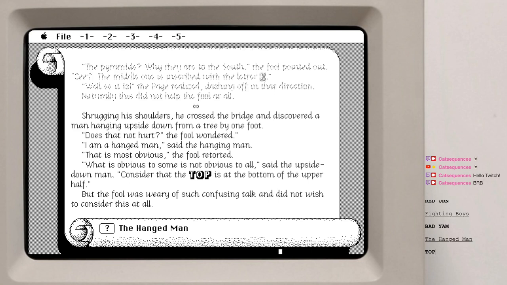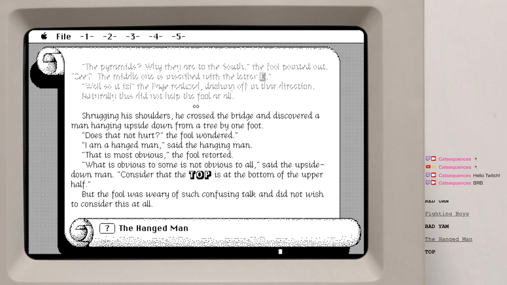Shrugging his shoulders, he crossed the bridge and discovered a man hanging upside down from a tree by one foot. "Does that not hurt?" the fool wondered. "I am a hanged man," said the hanging man. "That is most obvious," the fool retorted. "What is obvious to some is not obvious to all," said the upside down man. "Consider that the top is at the bottom of the upper half."